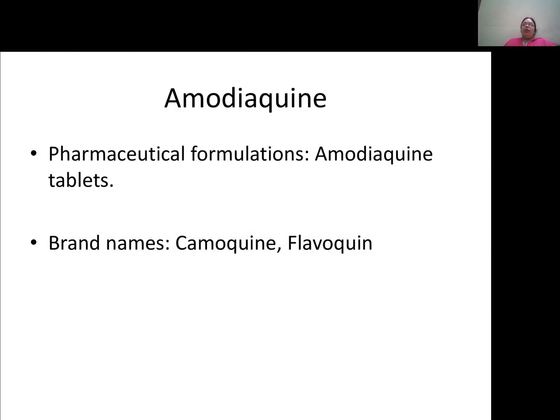The pharmaceutical formulations are amodiaquine tablets, that is, it is available only as amodiaquine tablets. Brand names are Camoquine, Flavoquine.